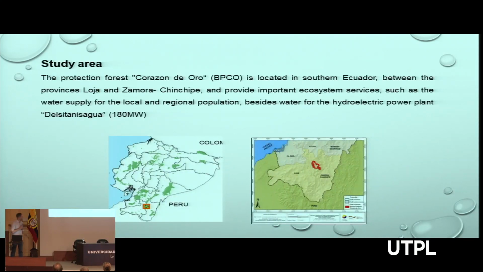Okay, the study area: we're in South Ecuador, between the provinces Loja and Zamora. The protection forest Corazón de Oro provides important ecosystem services for the regional and local population, especially water supply and also water for the hydroelectric power plant that you can see when you're going to Zamora. On the left side, they constructed a new hydroelectric power plant. This is Delsitanisagua, with 118 megawatts of potential.